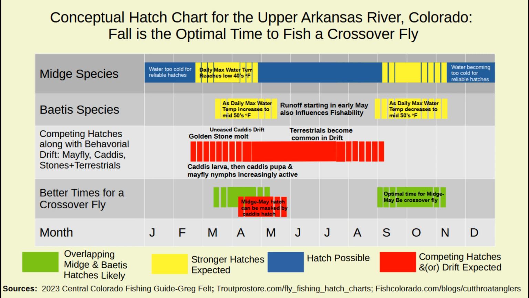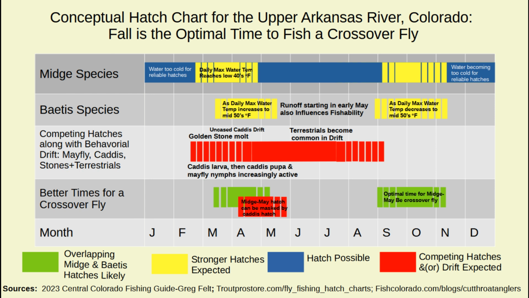So why use a midge and Baetis crossover pattern like the Midge-May Be? To show why, I modified a hatch chart for the upper Arkansas River in Colorado to only show when midges and Baetis hatch versus the competing hatches and drift from all other species. This information is summarized on the bottom line of this chart, which shows the better times for using Midge-May Be.